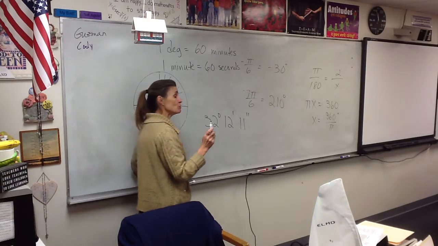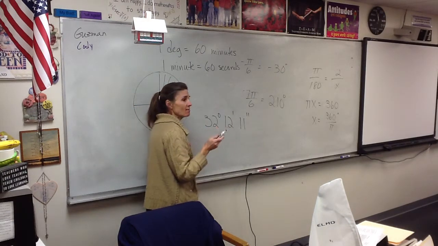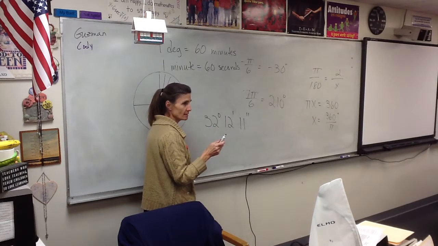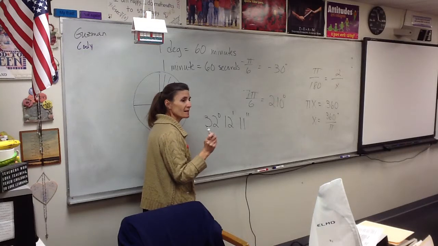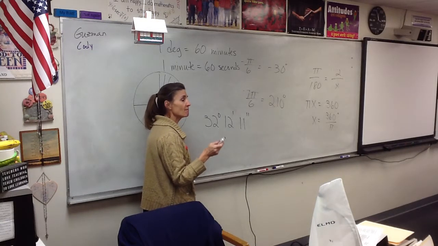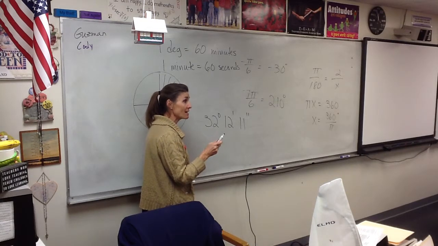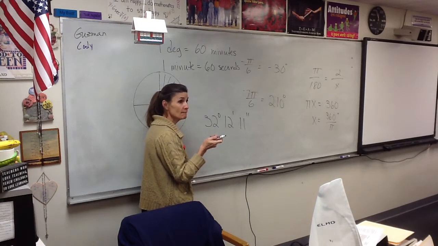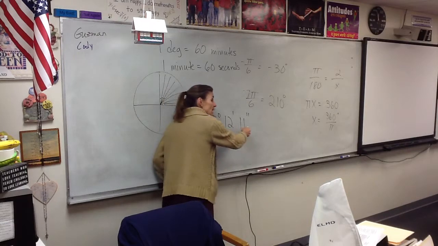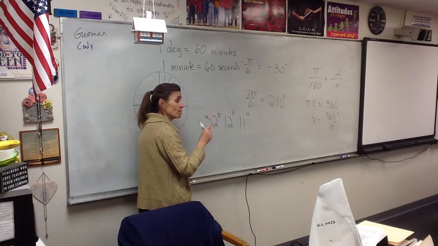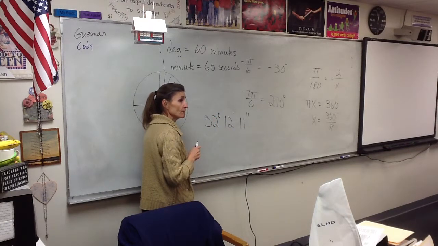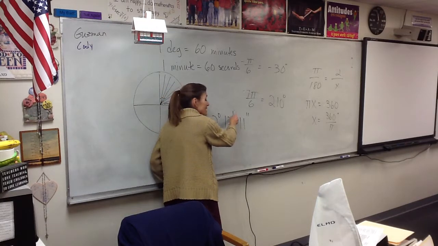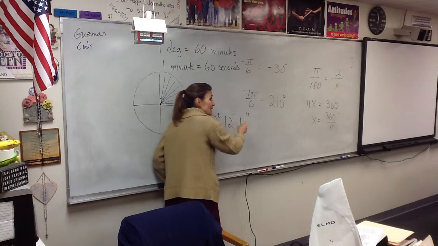Now, you might say to me, Mrs. Ford, why do we have that? If you were stranded in the middle of the ocean on a desert island, wouldn't you want the guys coming to find you to have the most precise angle possible for latitude and longitude so they knew how to find you? These are very precise angles. 32 degrees, 12 minutes, 11 seconds.